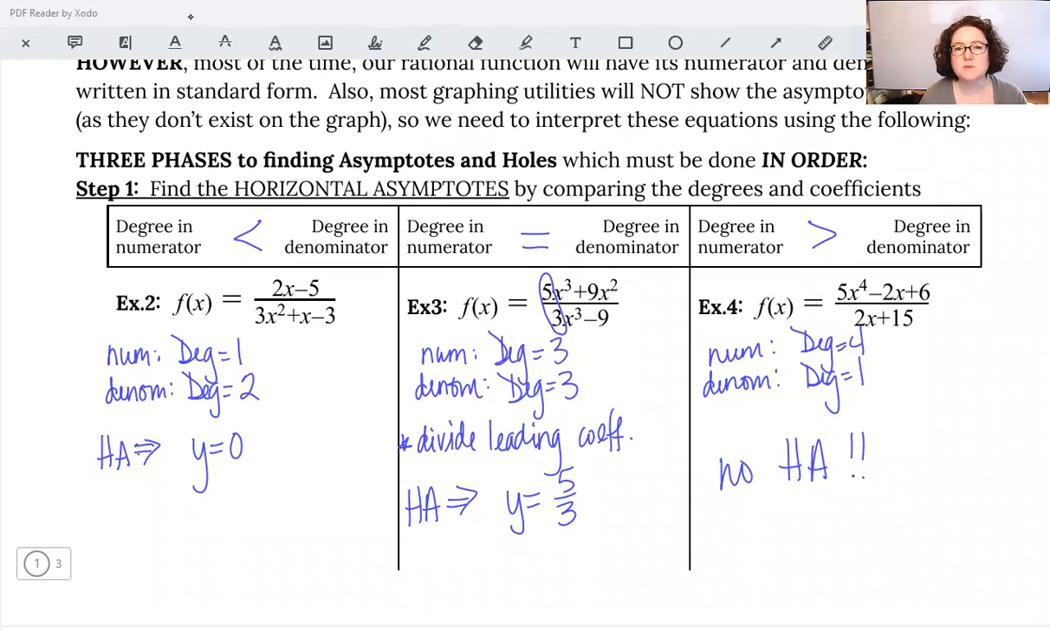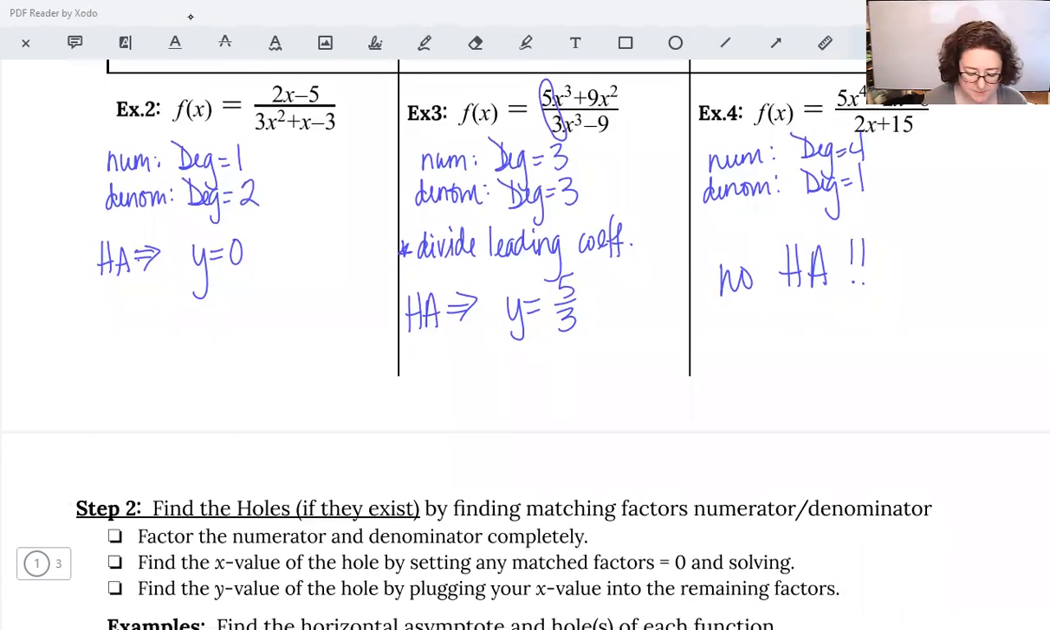So phase 2 in figuring out all of our discontinuities is now we're going to look for those holes. So again, a hole occurs when we try to plug in a value and it doesn't exist in the function. Things fall apart. We may have an undefined expression when we try to plug that in. And so let's see what happens with those.